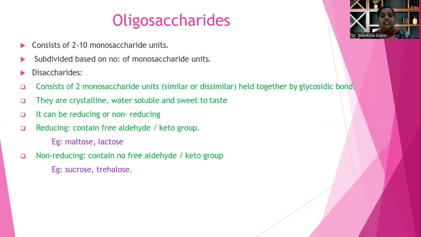Disaccharides can also be reducing or non-reducing. Reducing means it contains either a free aldehyde group or a free ketonic group in them. For example, maltose and lactose. But non-reducing means it will not contain any free aldehyde or ketonic group in them. An example could be sucrose and trehalose.